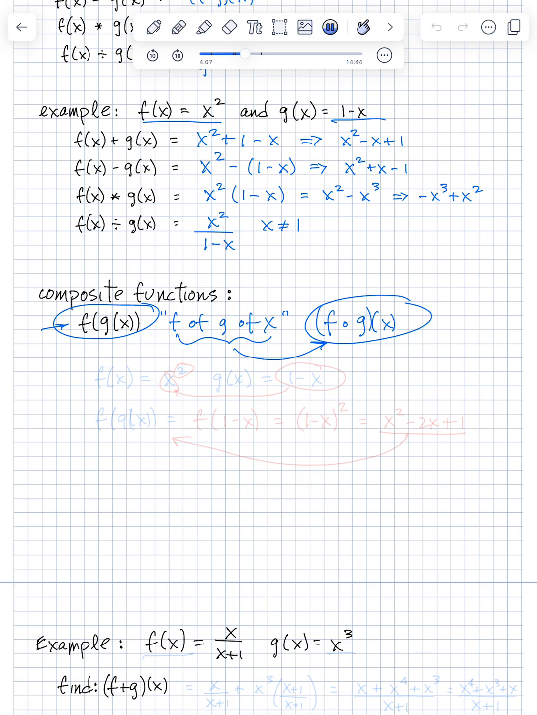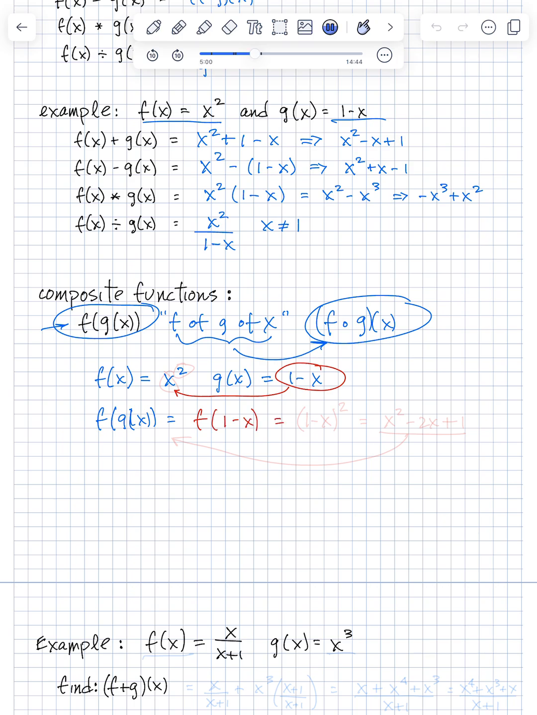So let's do an example. Let's use our f of x that we used before. F of x was x squared, and we used g of x was 1 minus x. So if we want to find f of g of x, that means we take whatever g of x is, which in this case is 1 minus x, and we substitute that in for the x in x squared, but we still have to keep the squared term. So this is going to be f of 1 minus x.